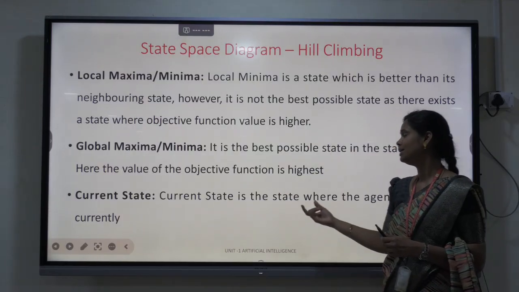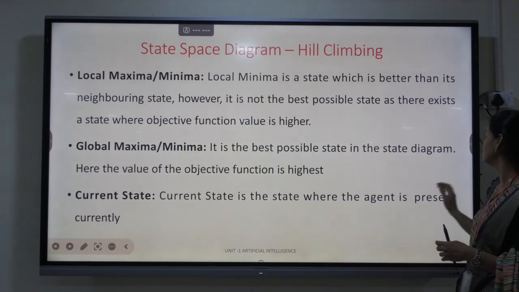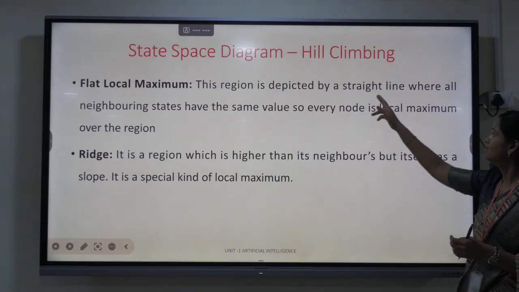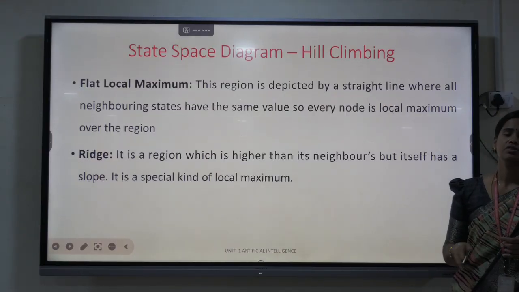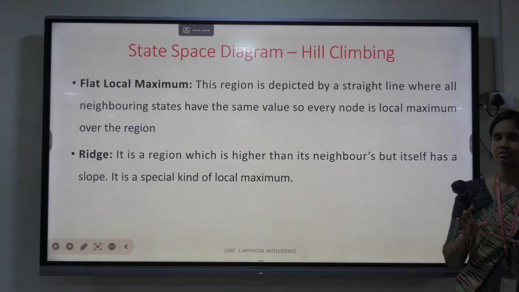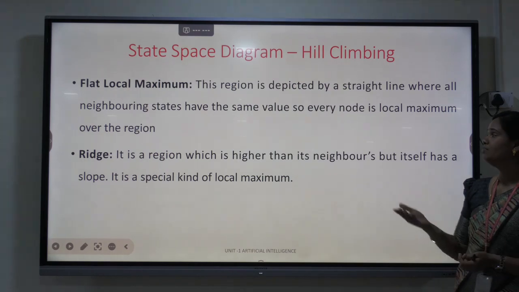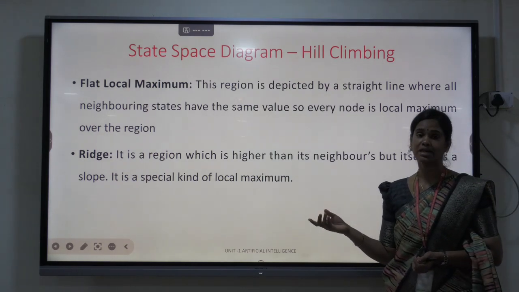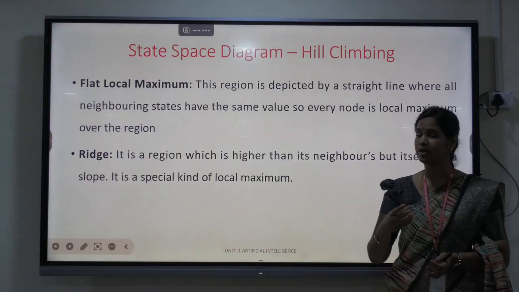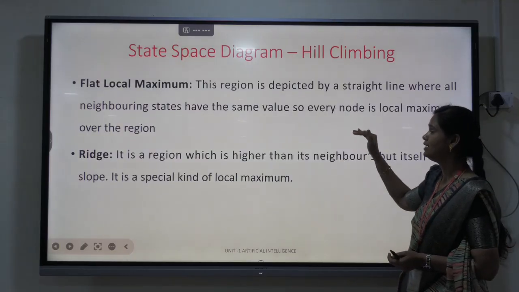In the current state, we know that it is the state where currently the agent has to make a decision, right? So that is your current state, right? And flat is where it depicts a straight line where all neighboring values are going to have the same value. When you have the same value, which path are you going to choose, right? We don't know which path is wise to choose as the promising path, because if we have the lesser value, which is a local maximum compared to the neighboring node, then we choose the lesser value as the path to explore further. But if it stays the same in all, that situation we call the flat.